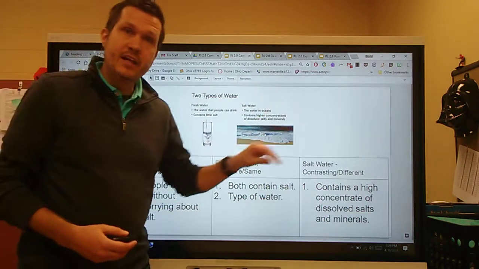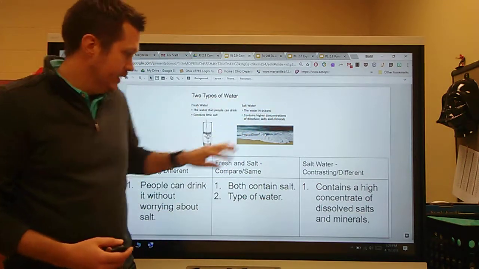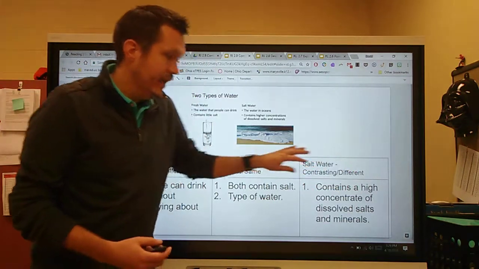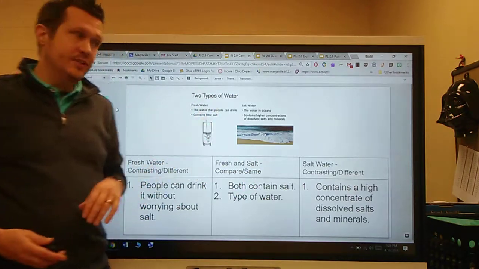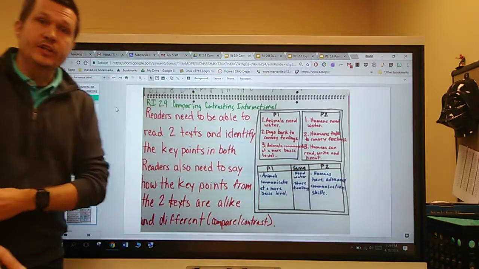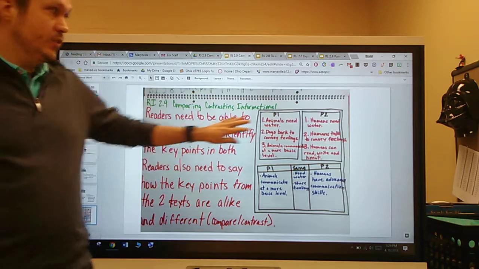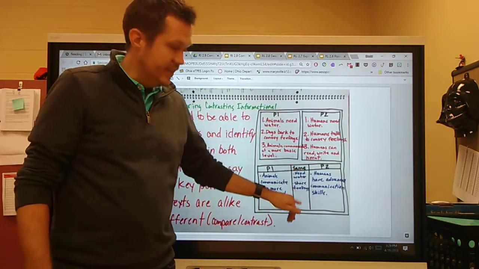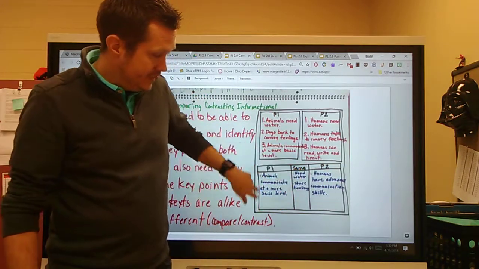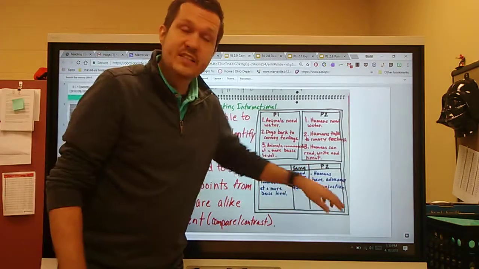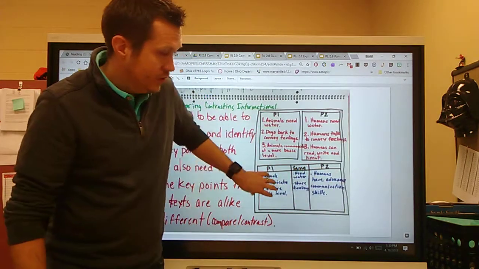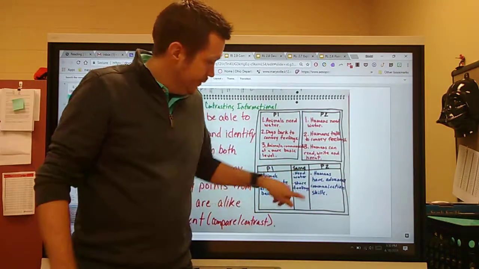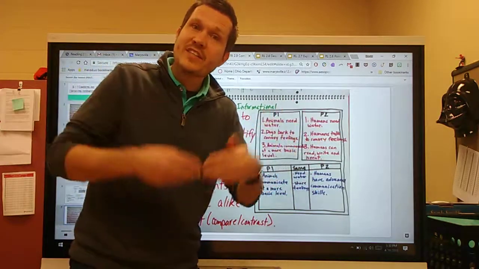As a reader, you need to be able to do that. You need to be able to read one story and a second story, talk about how the first story is different than the second story, and then say how the two stories are the same. Sometimes you'll see these done as circles. If it's done in a circle, it's the exact same way. The circles on the outside, that's how you're saying that they're different. The circle in the middle where they overlap, that's how you're saying that the two stories are the same. Good luck.